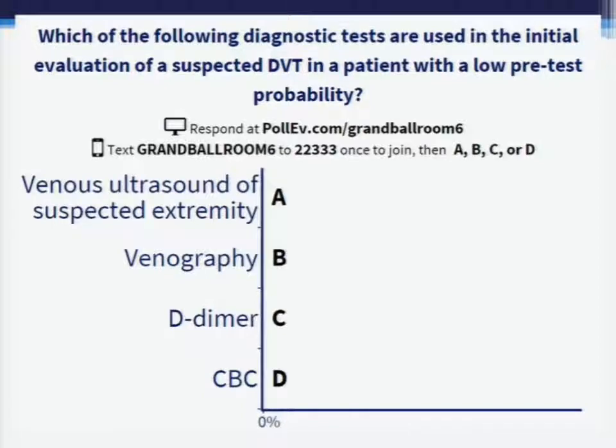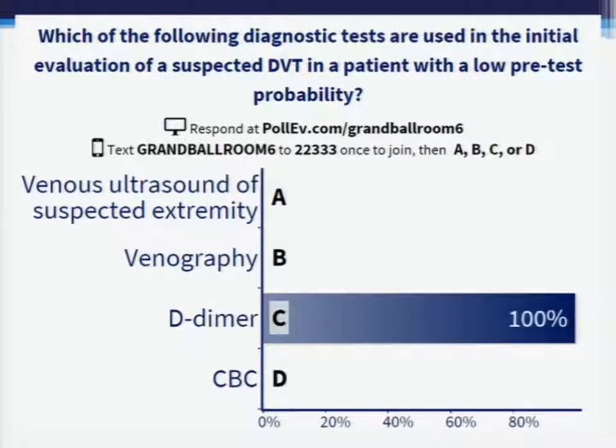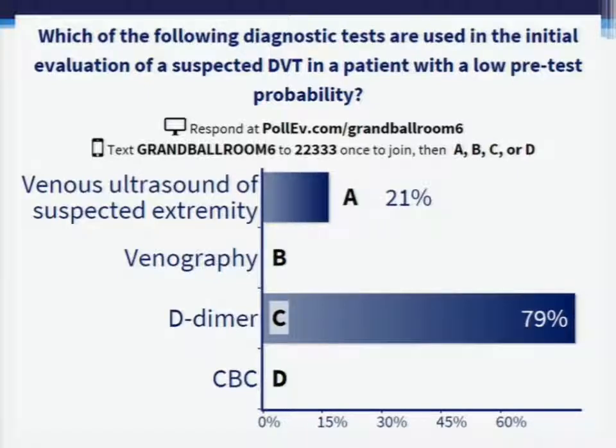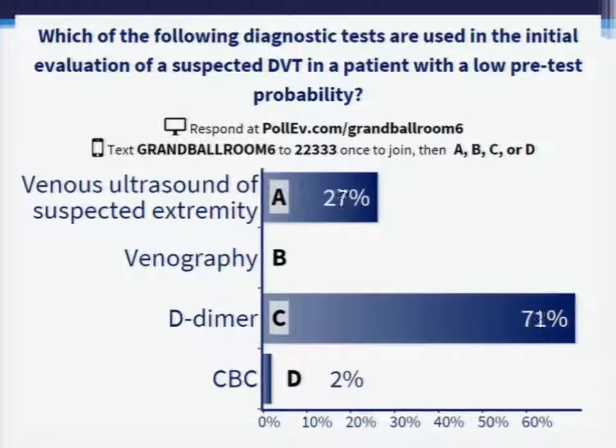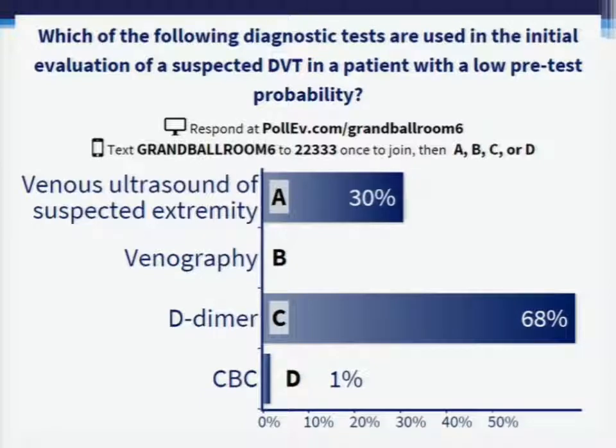Which of the following diagnostic tests are used in the initial evaluation of a suspected DVT in a patient with a low pretest probability? Is it ultrasound, venography, D-dimer, or CBC? Okay, so D-dimer is the correct answer here, although you're not wrong if you say ultrasound, but we'll talk a little bit about how we decide which test to pursue and which one we go to first.